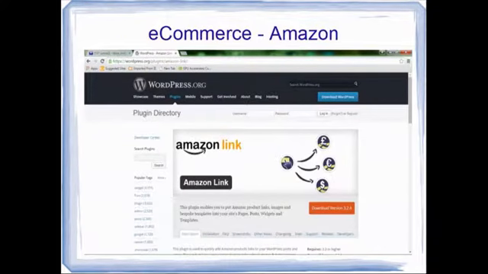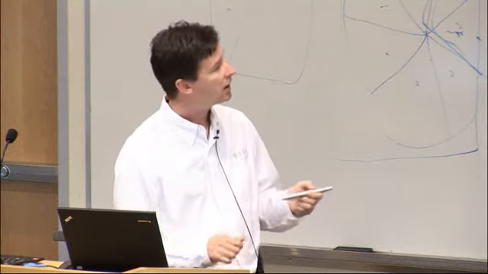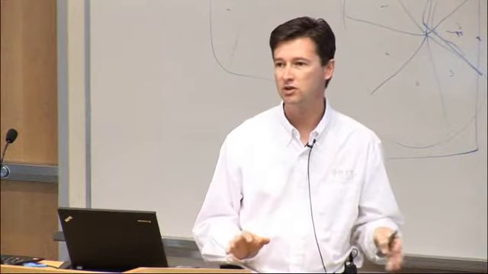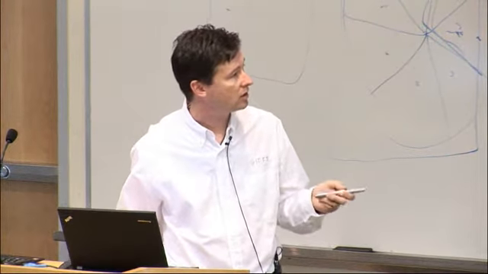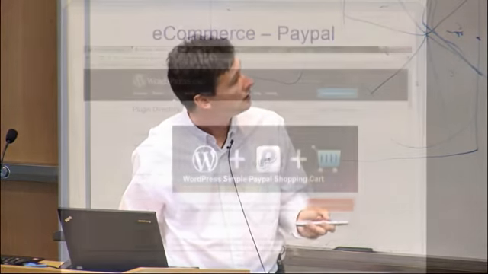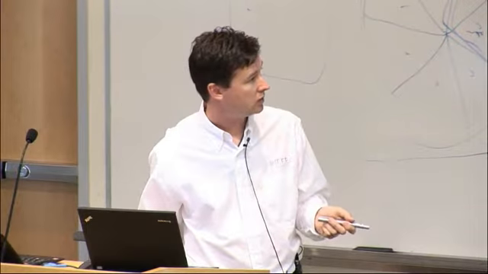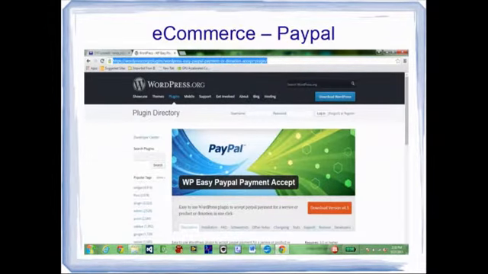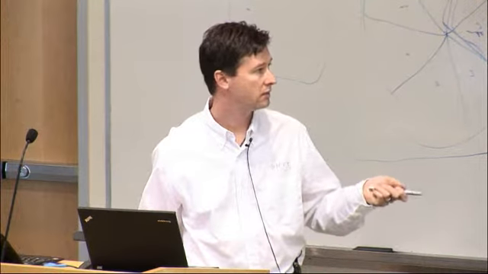From an Amazon perspective, if you're selling items through your WordPress site, this is an Amazon link. I haven't used Amazon or PayPal links, so I can't tell you too much about them, but I will tell you that they exist. It looks like you can set up your Amazon store right on your WordPress site, which is really neat. And then this is your simple PayPal shopping cart. There's a couple of PayPal plugins that are really useful. This one is one, and then the other one is this one here. And there's another one that I didn't put up here, but if you're a nonprofit and you want to get donations, you can set that up with a PayPal donations plugin as well, which is kind of neat.